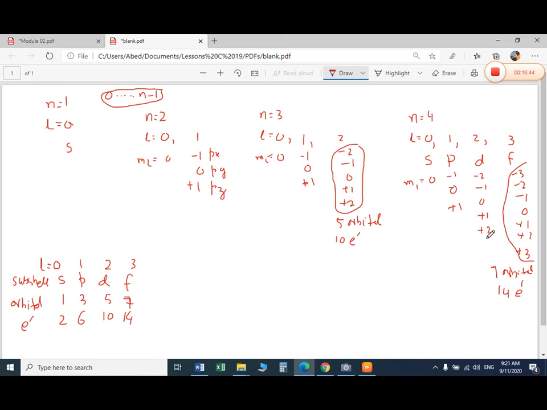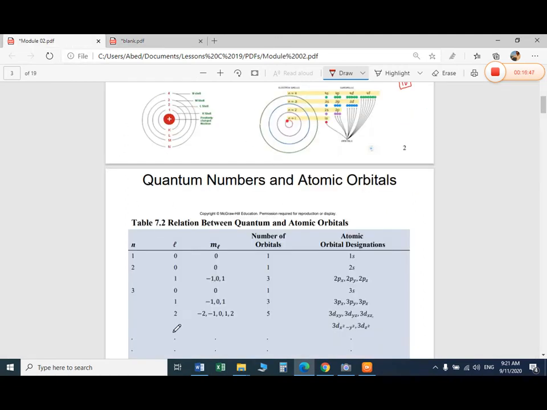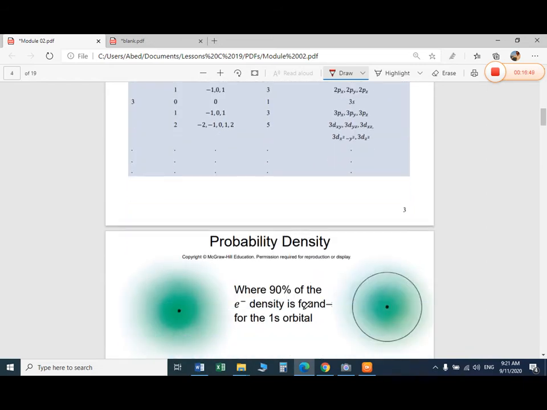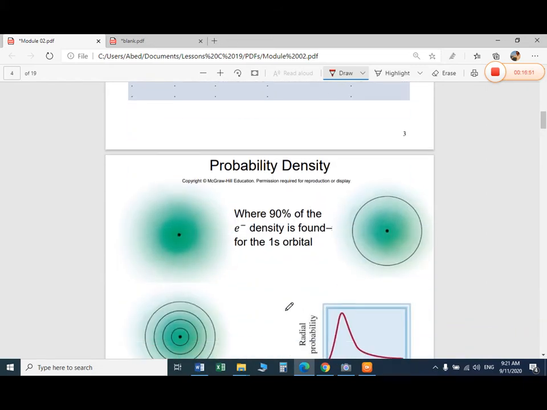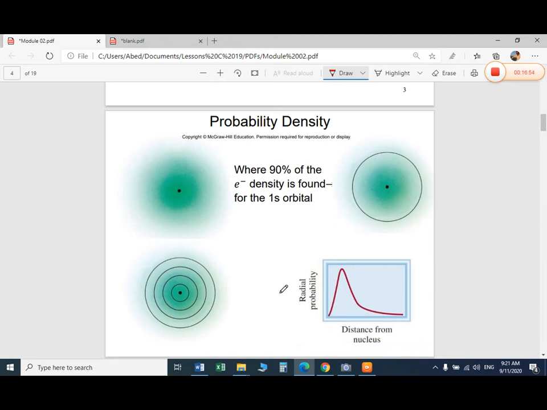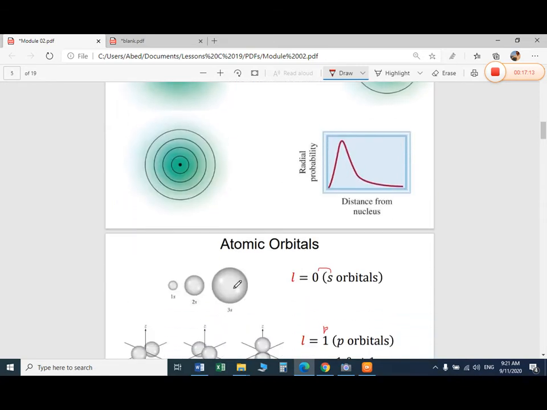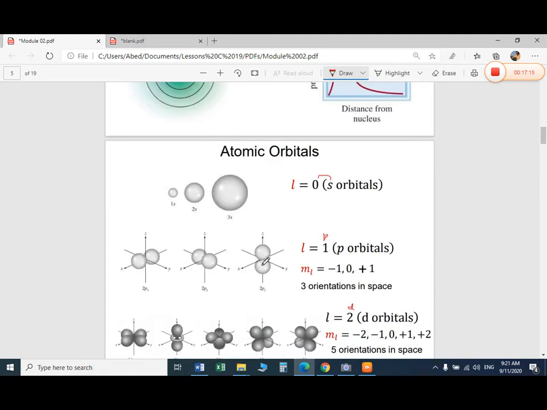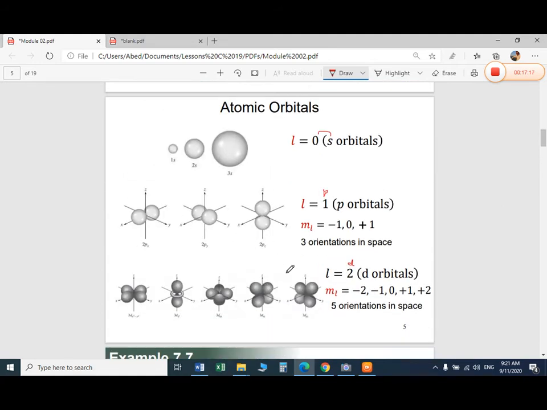This is n is equal to 4, so you can draw here yourself to learn it. Now again come back to the shape of the orbital. These shapes of the orbital are computer generated diagrams, and this shows the density of the electron, the probability of finding the electron. 90% electron density is found in the 1s orbital. And when this graphical representation is converted into a diagram, it gives that S is spherical, P is dumbbell, and D is donut shape. This is a computer generated diagram.